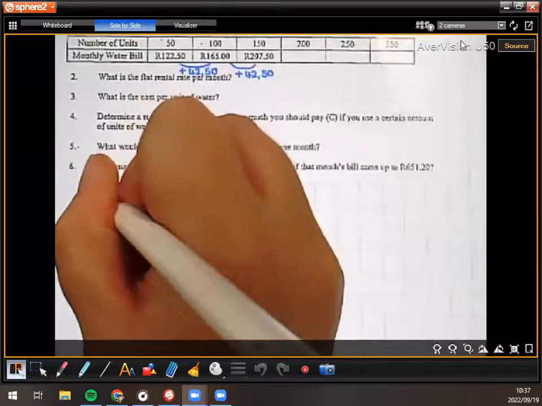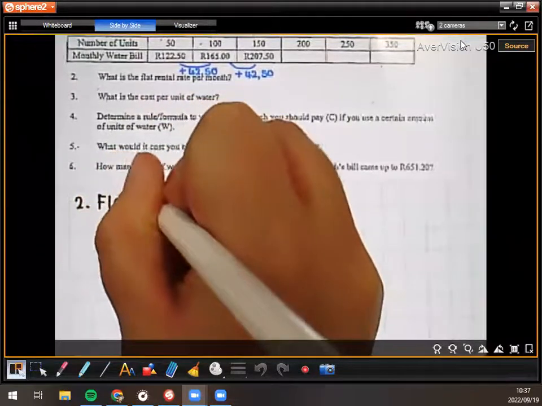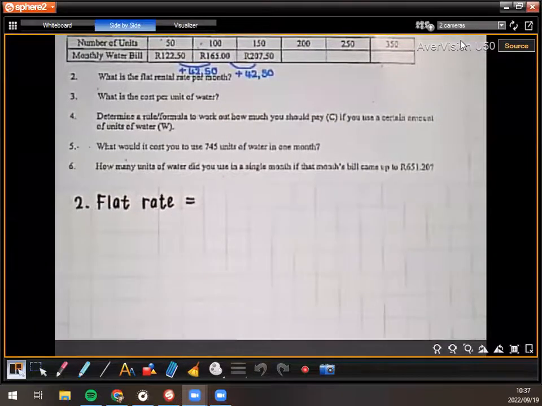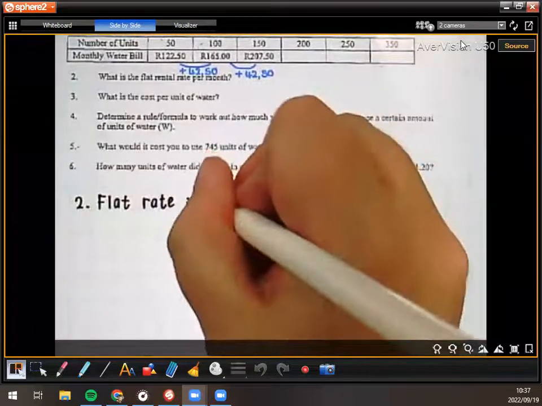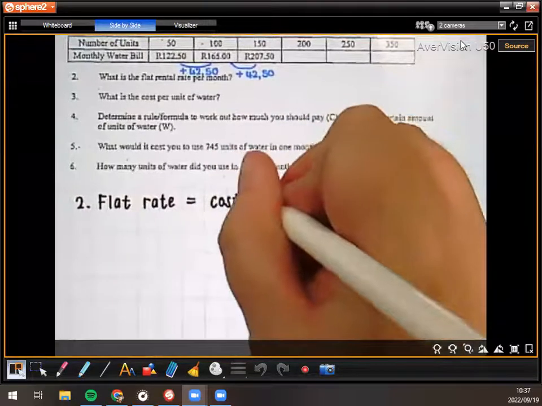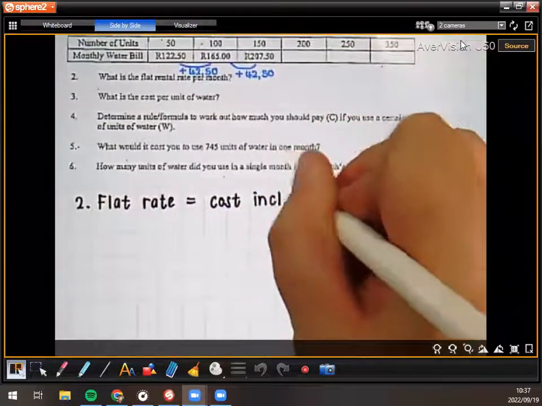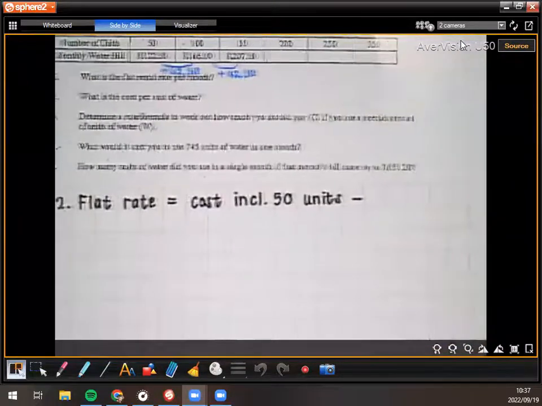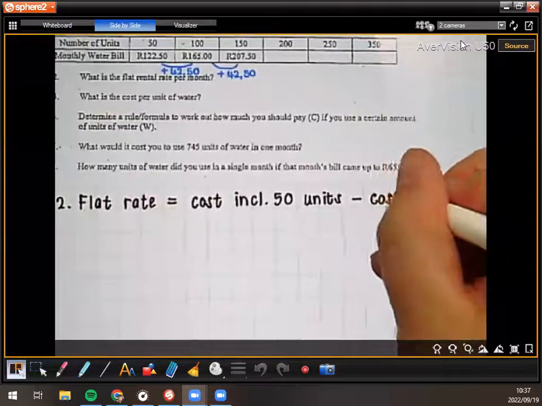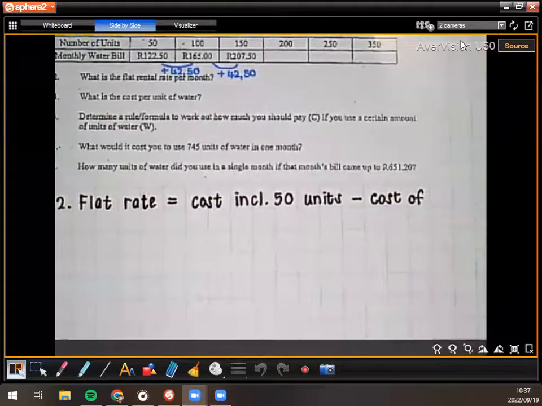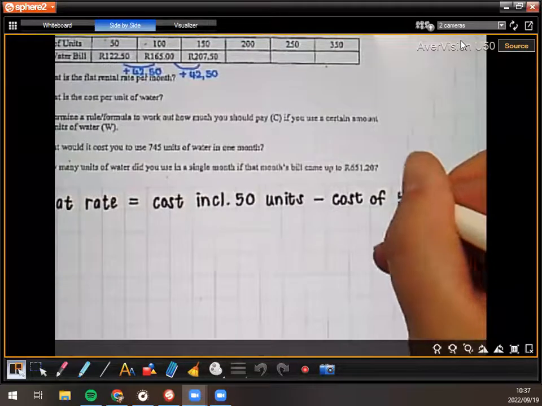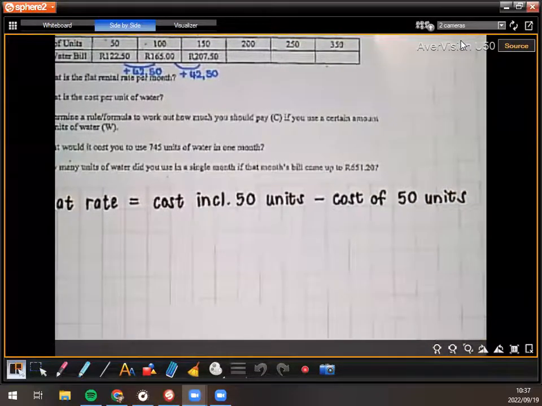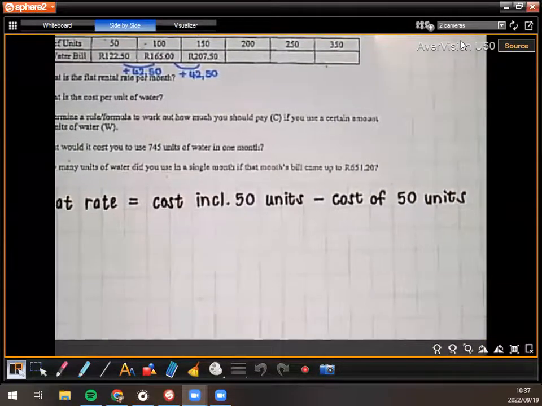Let's write a formula for this that you can always use. So the flat rate, or the flat rental rate, if you want to write that, that's what they called it in this case, is the cost including 50 units minus the cost of 50 units. I hope you guys understand the difference between those two. So the total cost, right, including the 50 units. To figure out what you would pay for 0 units, you minus the cost of 50 units.